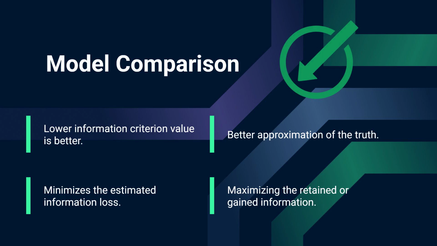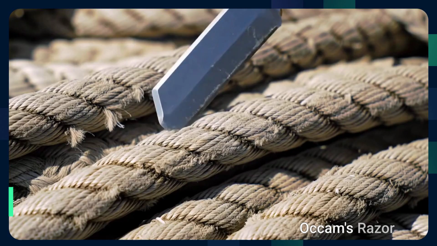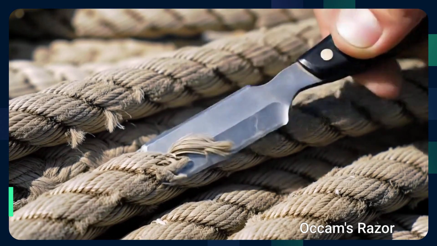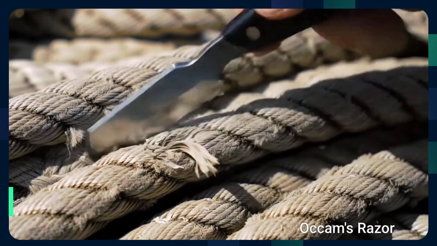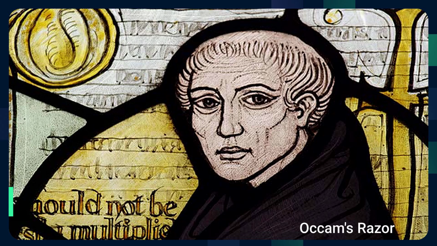Although the information criterion does not directly measure information gain, the selection process inherently favors models that minimize the estimated information loss, which can be seen as maximizing the retained or gained information relative to other models. The information criteria, in their preference for simpler models that adequately explain the data, are akin to the philosophical principle of Occam's razor.